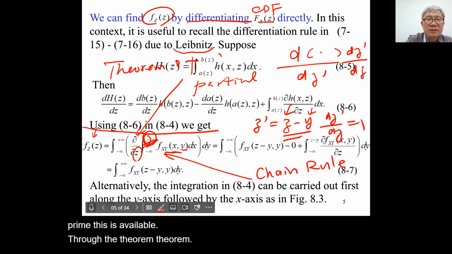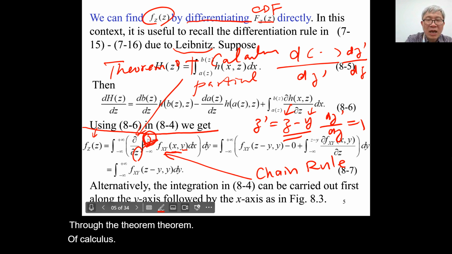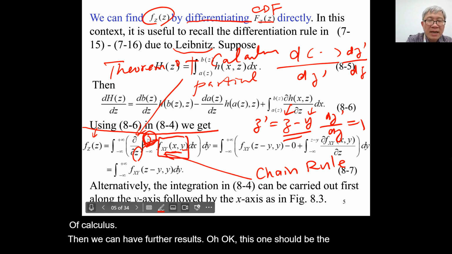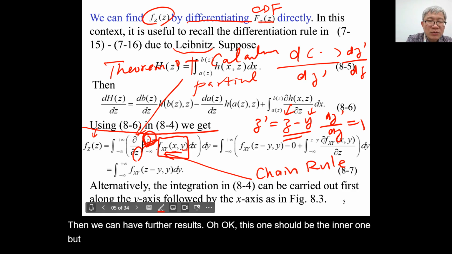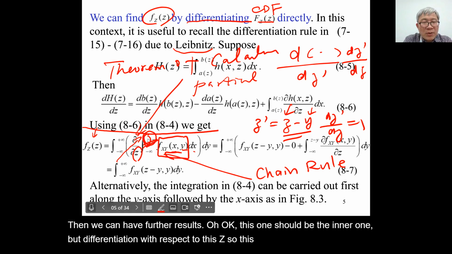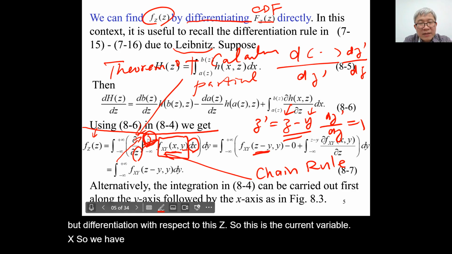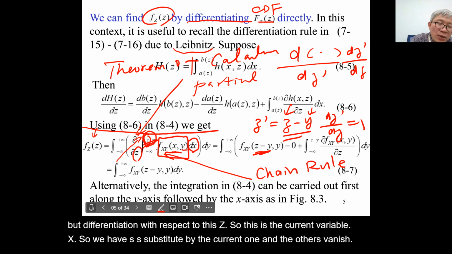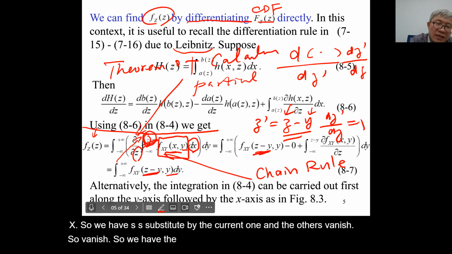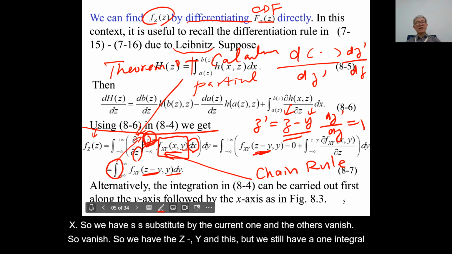of calculus, then we can have the results. This one should be the inner one, with differentiation with respect to this z. So this is the current variable x. We have x substituted by the current one, and the others vanish. So we have this z minus y, but we still have a 1 integral here. So that we have the result.